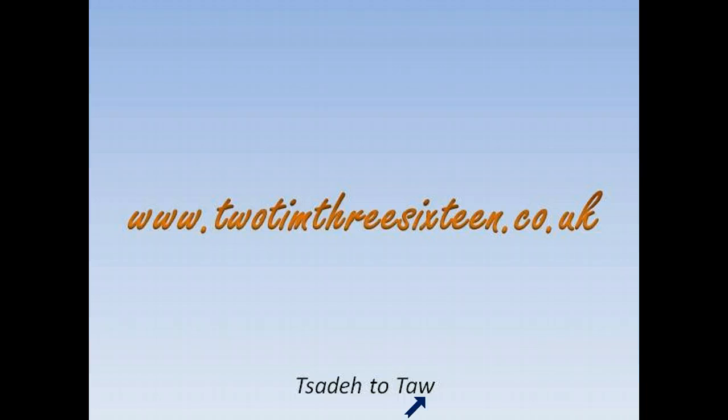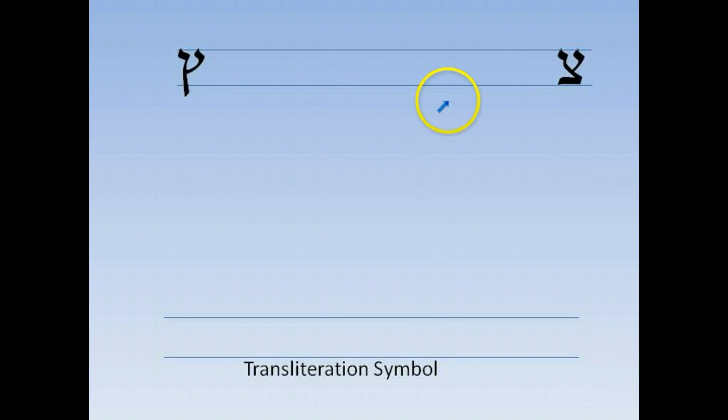We begin here with Tzadeh, and as you've seen before with letters like Pei and also Nun, this one has the regular form, which is at the beginning of the word or in the middle of the word. And we also have the final form here as well. And this one, I confess, is a bit tricky to draw, but nevertheless, we will certainly have a go.